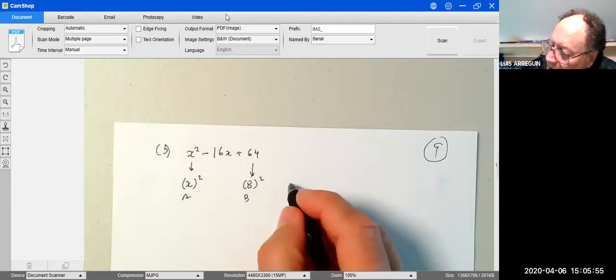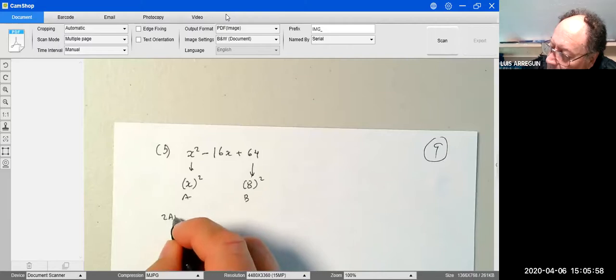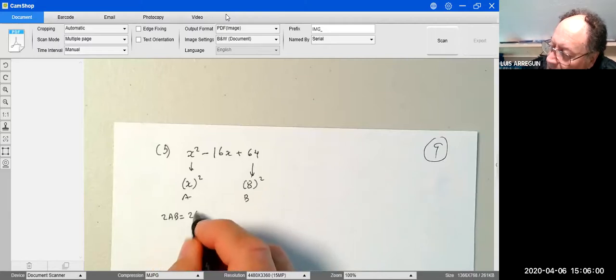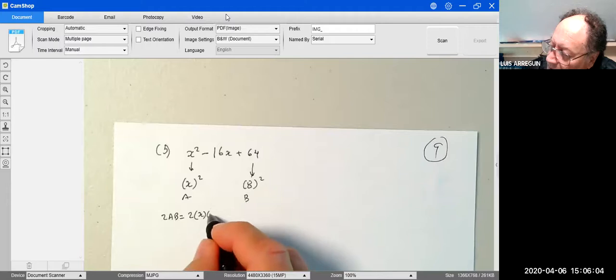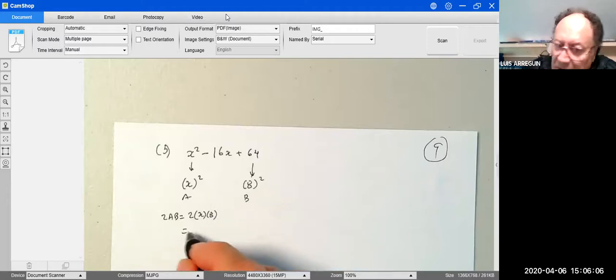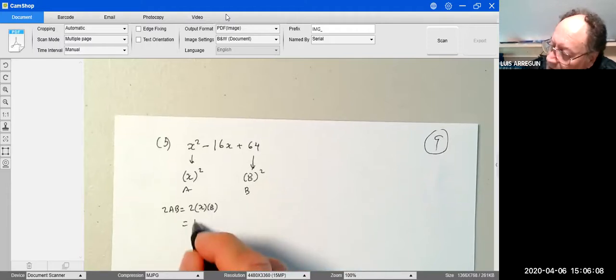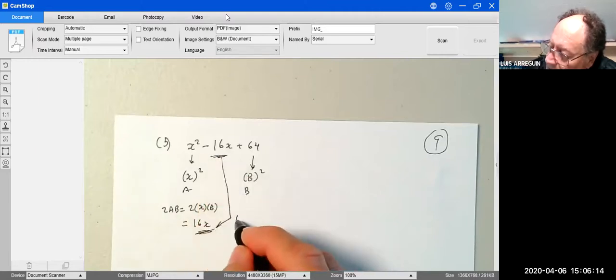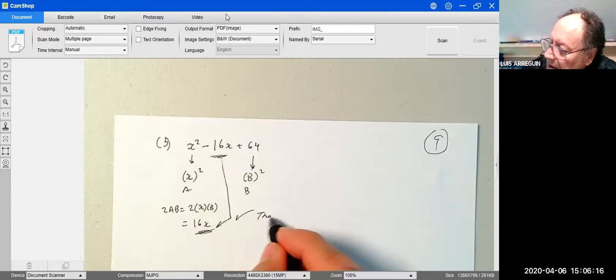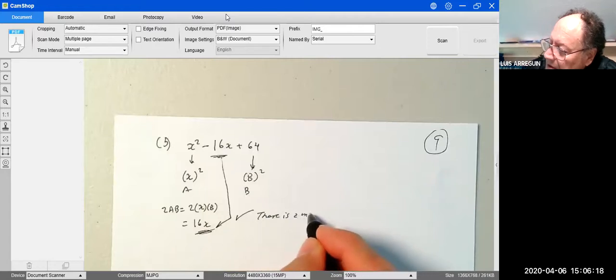So we find 2AB, which is 2 times x, 2 times B, which is 8. So 2 times 8 is going to be 16x. So this and this match. So there is a match.